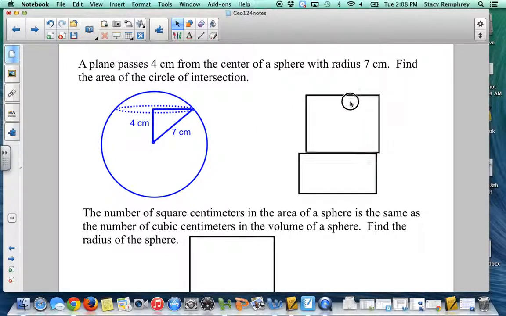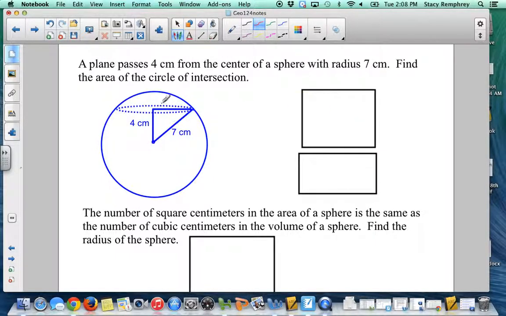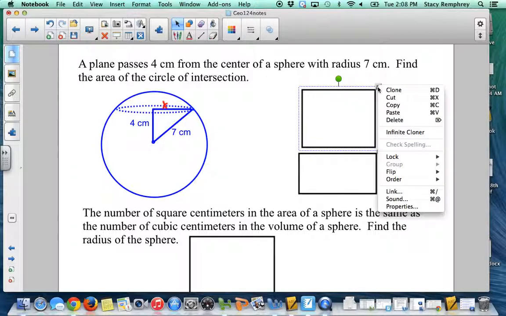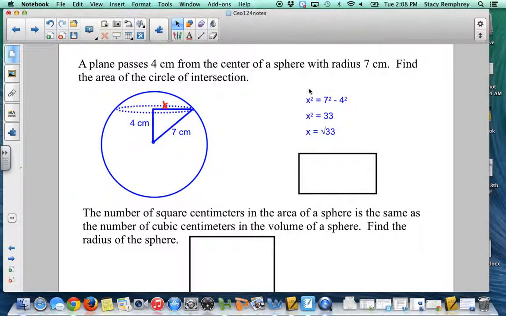So the first thing I did was I need that radius. And in this case, I called that x. Because how am I going to find the area of this circle if I don't know the radius? So the first thing I did was I found that radius, which I called x. I used Pythagorean theorem. And then that circle is two-dimensional, okay? It's just a two-dimensional circle, so I used the formula for the area of a circle. And I got the area here.